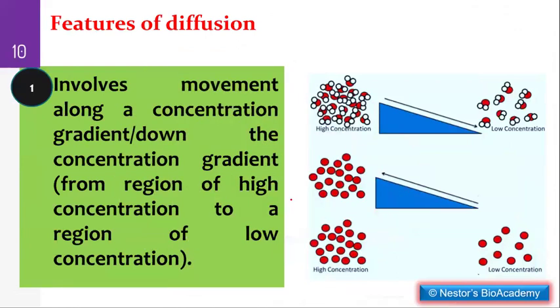Some of the important features to note about diffusion is that diffusion involves movement of molecules along a concentration gradient. When molecules move from the region of high concentration to the region of low concentration, we say the movement is along a concentration gradient. That is important to note because that will be a sharp contrast between diffusion and active transport, which we will later on learn involves movement against the concentration gradient.